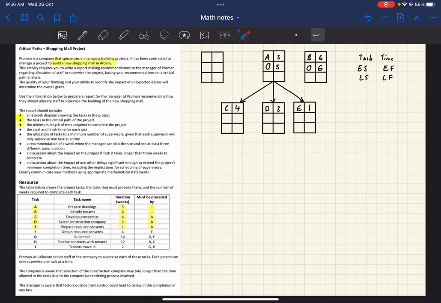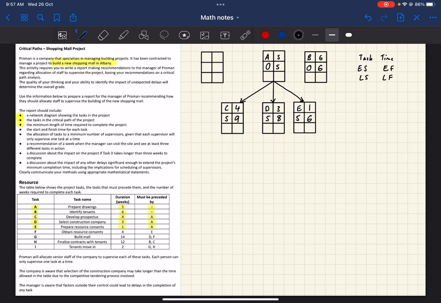Now since we're starting it after A, that means when A finishes, we can now start these ones. So once that's finished, it finishes at 5, so C, D, and E can all start at 5. But they all take different times, so we've got 4, 3, and 1. If you start at 5 and it takes 4 weeks, you'd finish at week 9 for C. Start at week 5, takes 3 weeks, you'd finish at week 8. Start at week 5, takes 1 week, you'd finish at week 6. So that's C, D, and E.